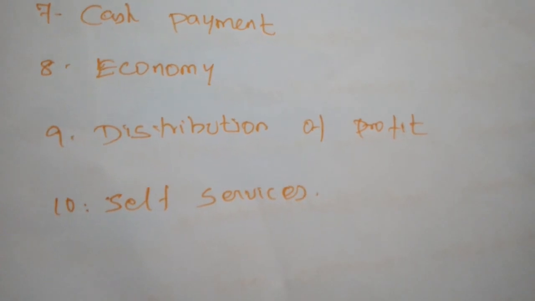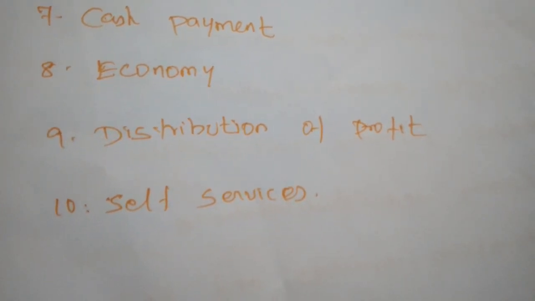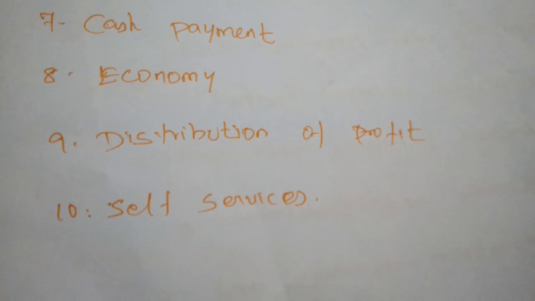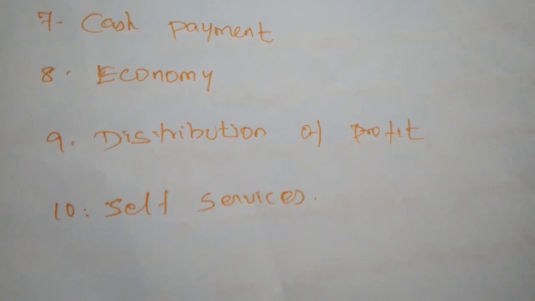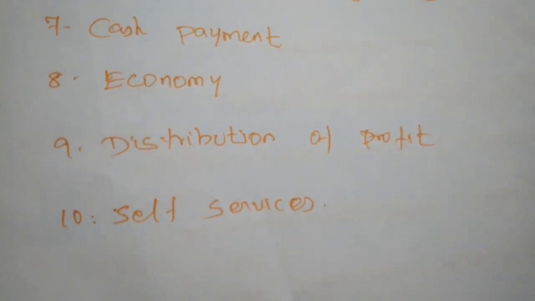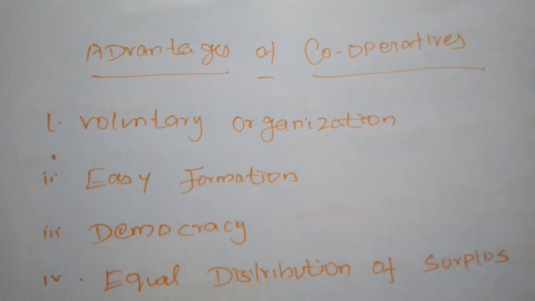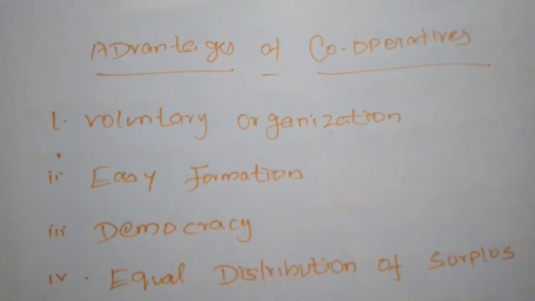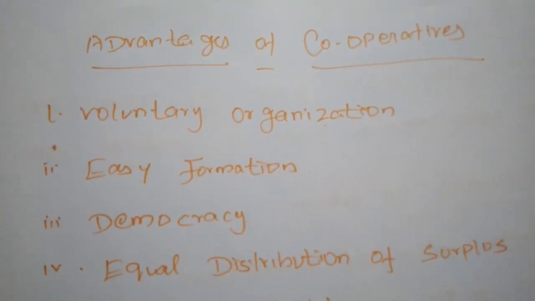Next is self-service. All the business activities are conducted by the members themselves. All are the owners and all are the consumers. So the self-service rule is employed in the organization. Next, advantages of cooperatives. What are the advantages of this cooperative society?